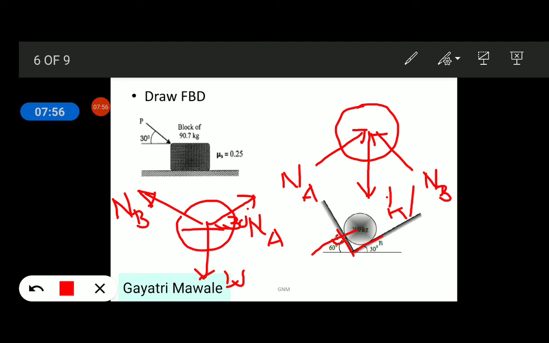And if I draw perpendicular Nb to this surface, it will make 60 degree angle with horizontal. So angle here is 60 degree. Nb will make 60 degree angle with horizontal. This is called as free body diagram of given sphere.